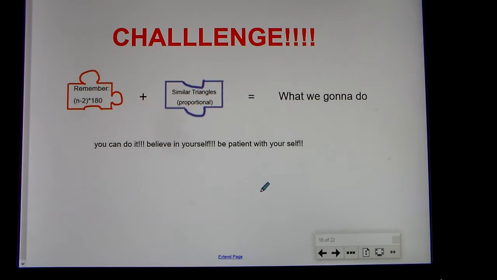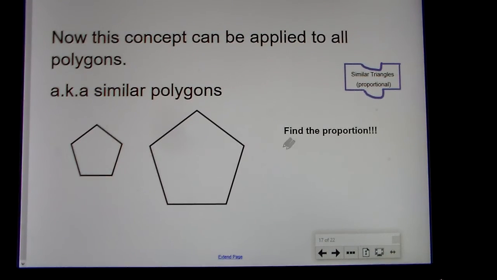All right, here's the next little bit. This is more challenging than what we've been doing in class, to give you guys a little bit more of a challenge. So some things to remember: we got to remember the stuff that we just taught you about with similar triangles and proportion. And we also got to remember n minus 2 times 180 to find those interior angles. So let's see if you can do it.